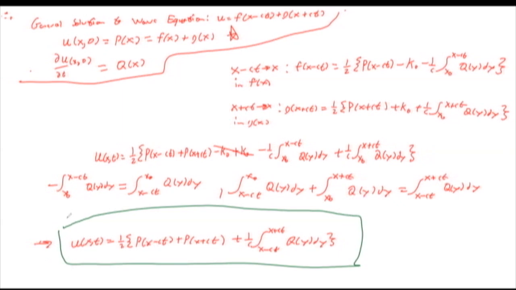Now, just final comments here. Note that if q is equal to 0, that is, if the velocity du dt at time 0 is equal to 0, the forward and backward traveling waves have the same shape as the initial disturbance, but they have half the magnitude because it's a 1/2. Okay? All right. Thank you very much.